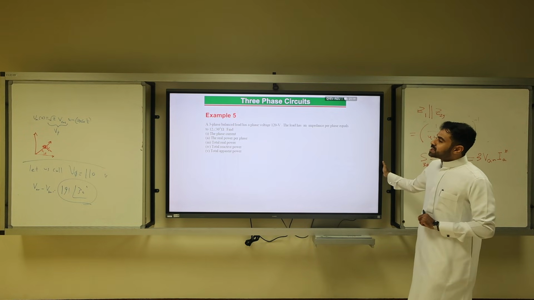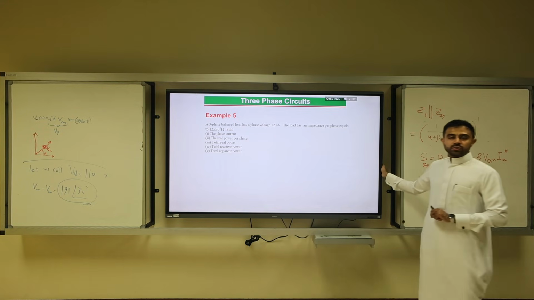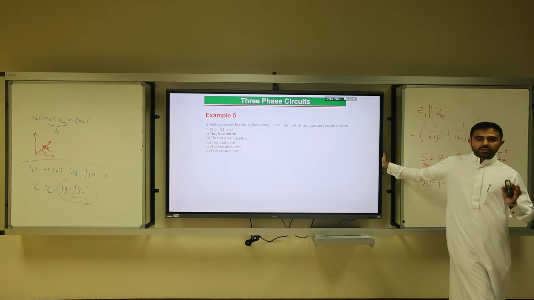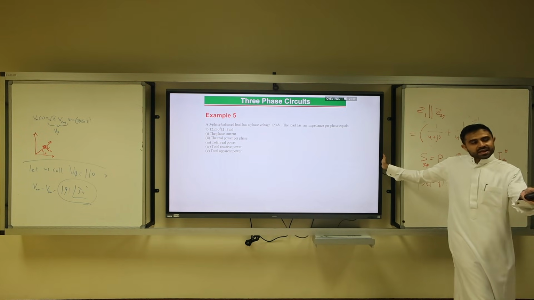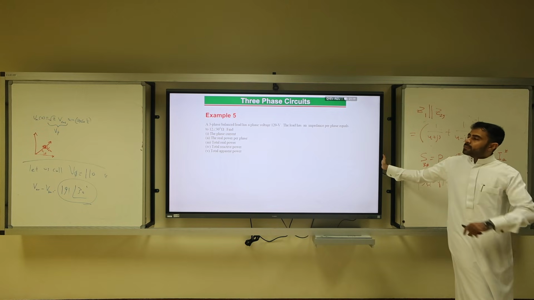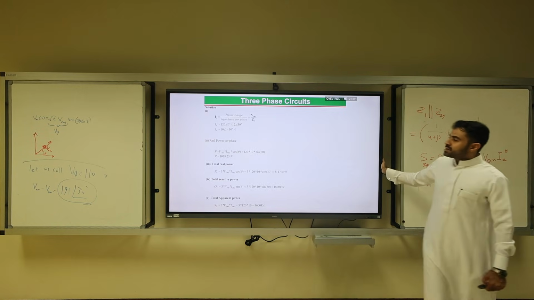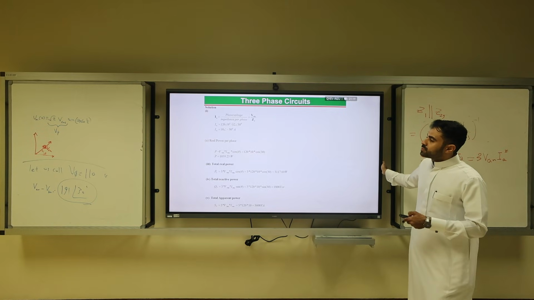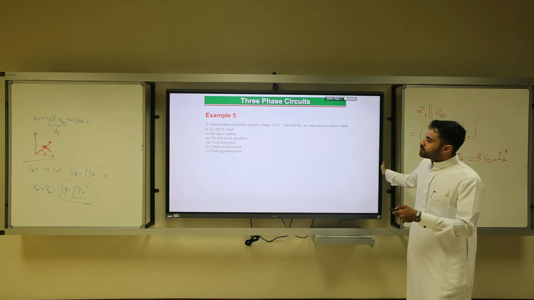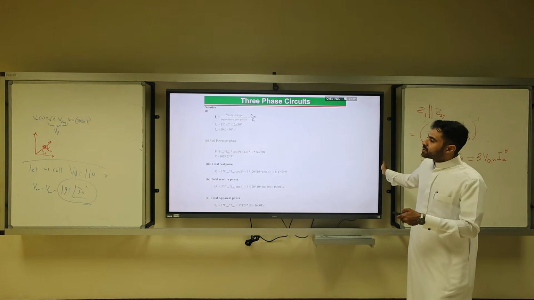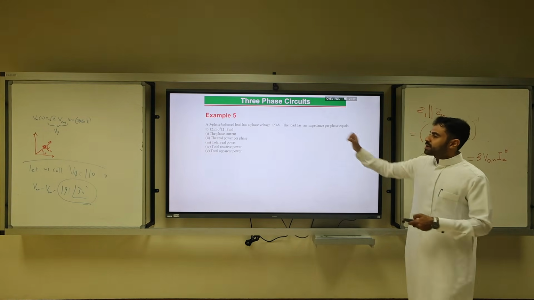A three-phase balanced load has a phase voltage of 120. The load has an impedance per phase. If he didn't say whether it's Y or delta, what should you assume? Assume it's Y. Delta is the special case. So find the phase current: 120 divided by 12∠30. Divide this by that.